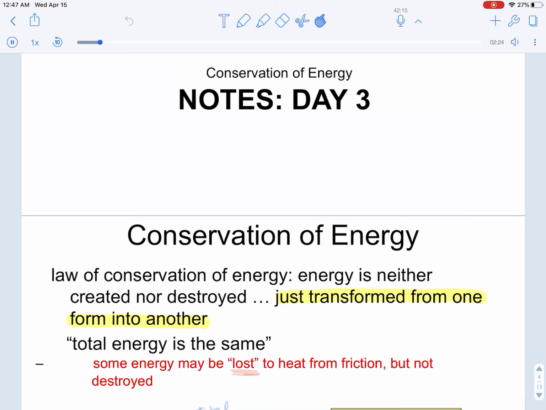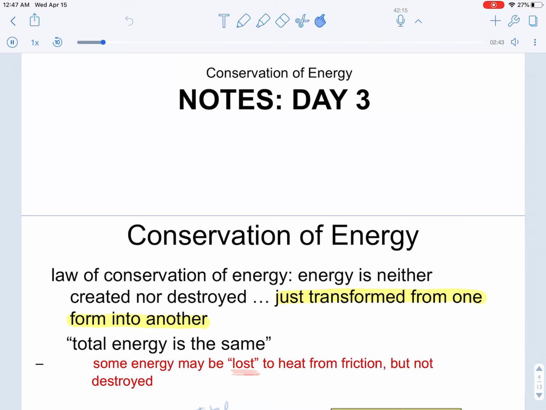In other words, we're going to find that the energy is going to simply transition back and forth between potential and kinetic. We are going to assume that there is no friction present in these particular types of questions unless the problem tells us differently, okay?